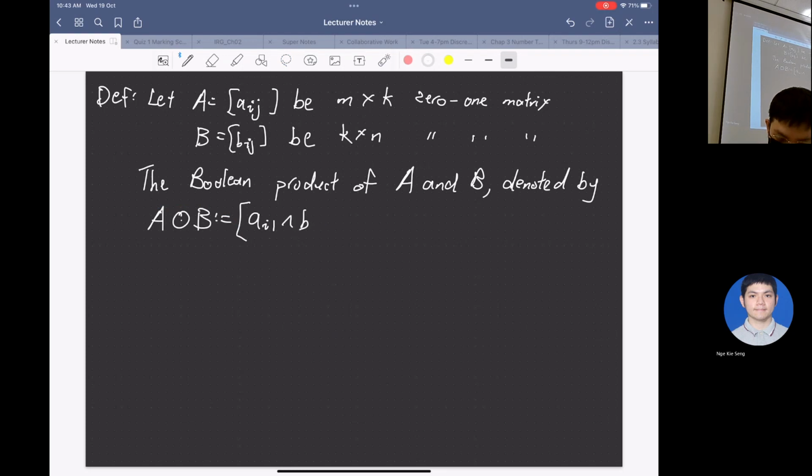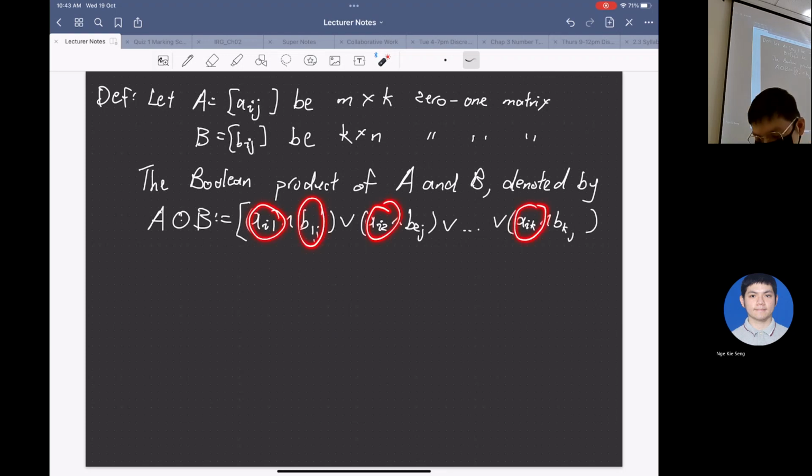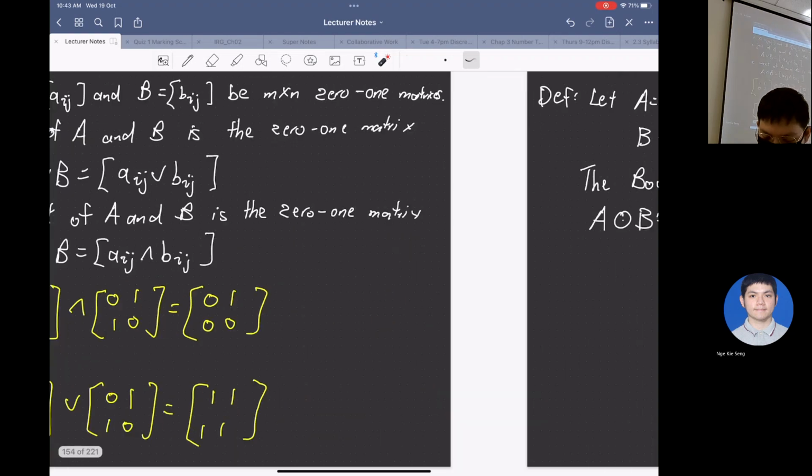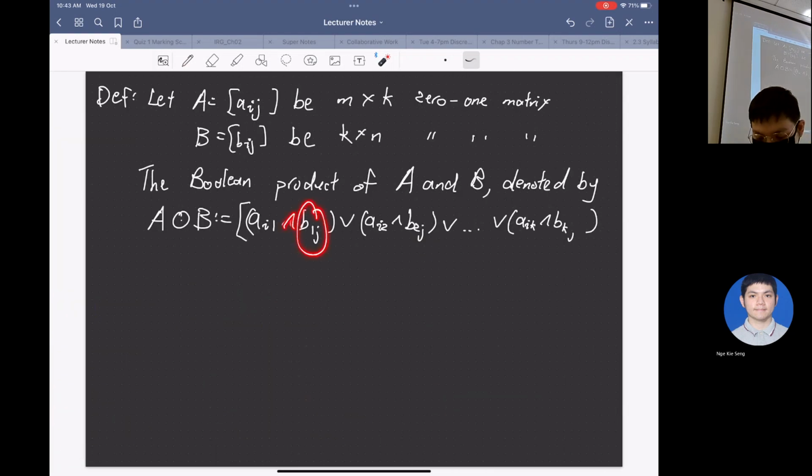Ai1 meet A1j, and so on. This is a similar operation to multiplication, just changing the plus and multiply into join and meet. So you take the first row, meet it with the first column, and you join them.